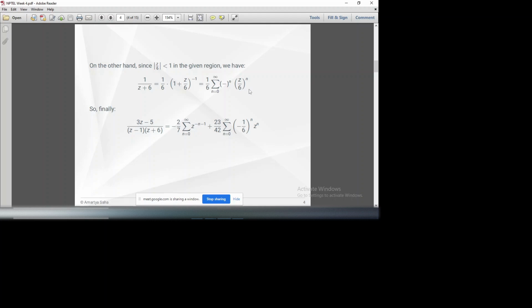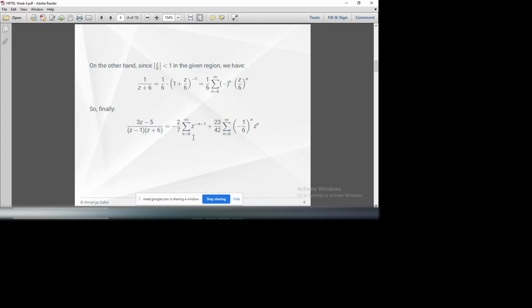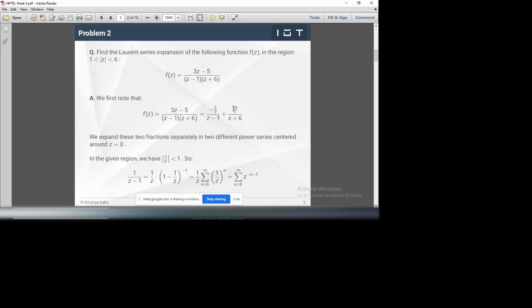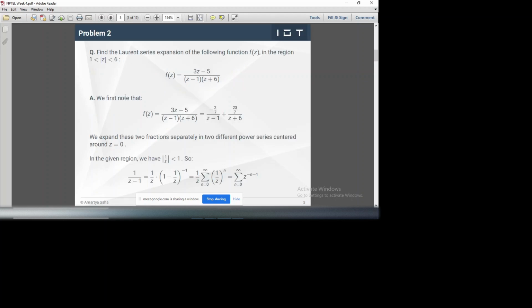So minus 1 to the power n, z by 6 whole to the power n. So finally putting all these pieces together, this is just substitution. So that was minus 2 by 7 z minus 1. So I have substituted the series for 1 by z minus 1, and then 23 by 7. So that is why I have substituted this 20 by 42 and this series. So simple problem. So that gives this series expansion in the given region.